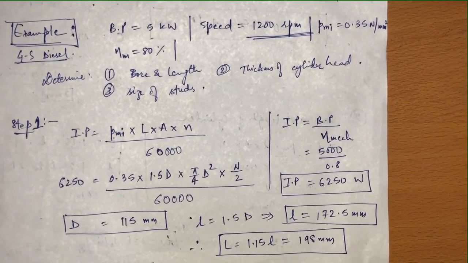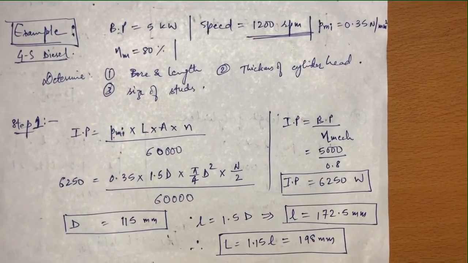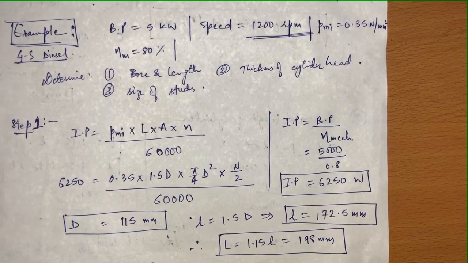Now let's try to solve a numerical on design of cylinders. The given data is as follows. Brake power of 5 kilowatt is given to you. Speed 1200 rpm. PMI, which is indicated mean effective pressure, is given to you as 0.35 Newton per mm square. It is also given that it is a 4-stroke diesel engine with a mechanical efficiency of 80%. It is required to determine bore and length, thickness of cylinder head, and size of studs.